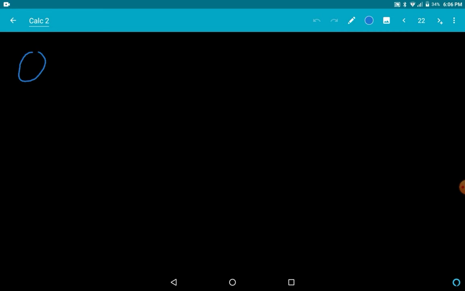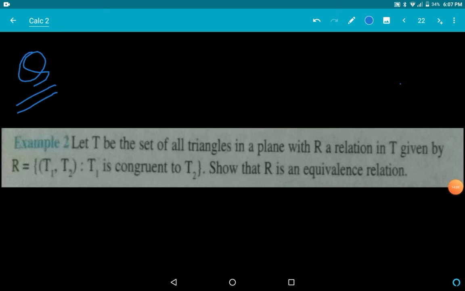It's a big question, so just wait a minute. I'll just copy the question here. Okay, this is the question. Let T be the set of all triangles in a plane with a relation in T, given that. I told you that a relation in T, if I set the relation on A, it can also be given as in A. Now R is this relation, show that R is an equivalence relation.